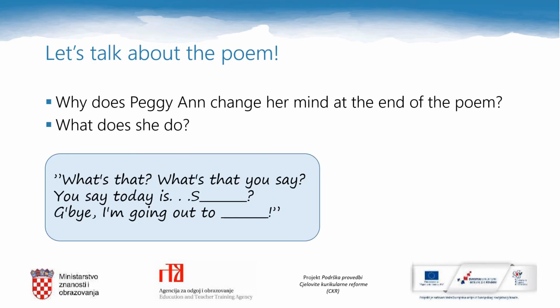Let's talk about the last lines of the poem. Why does Peggy Ann change her mind at the end of the poem? What does she do? She says, "What's that? What's that you say? You say today is Saturday. Goodbye. I'm going out to play."